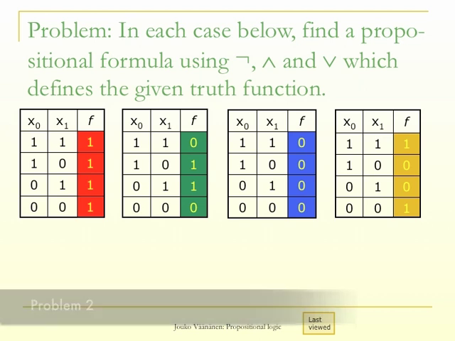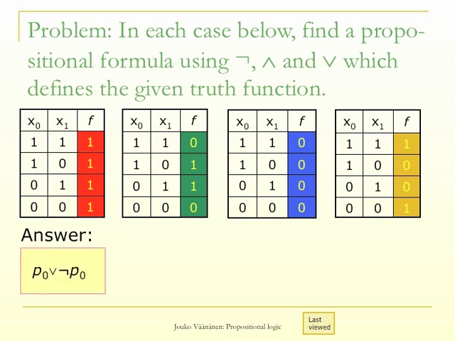In each case below, find a propositional formula using not, and, or, which defines the given truth function. The first truth function. It is a column of ones. This truth function is a constant function, constant 1. So if we take the formula P0 or not P0, it is a perfect answer. This formula is a tautology, so its truth value is always 1.